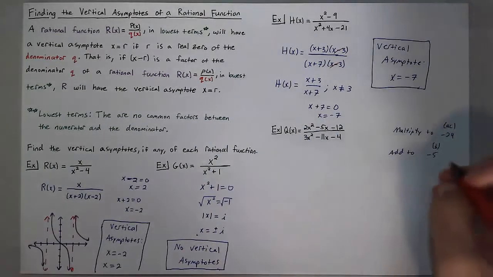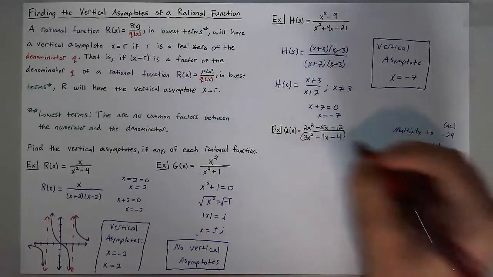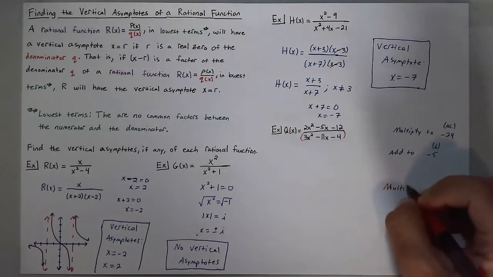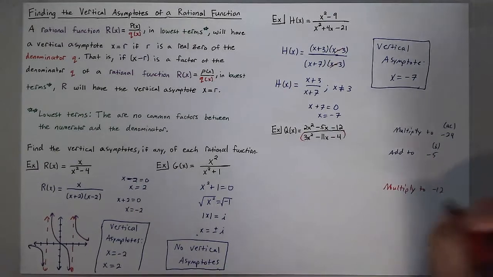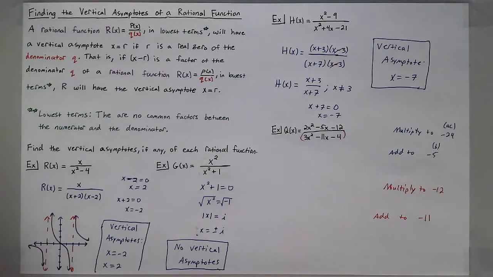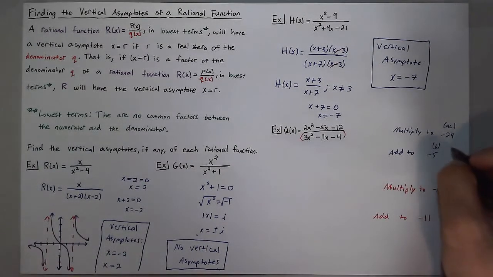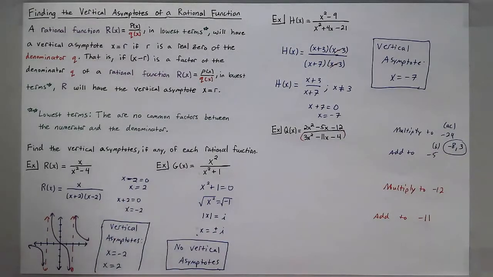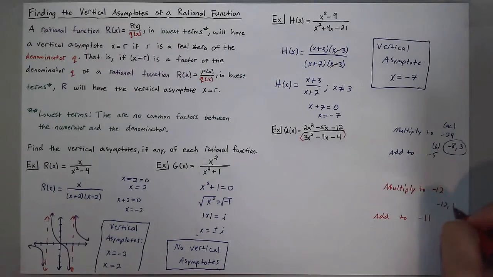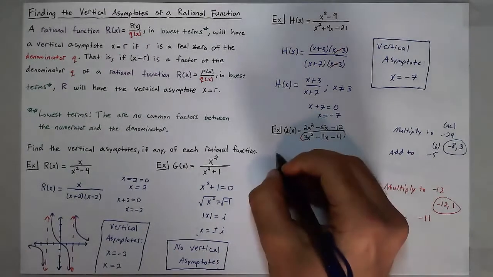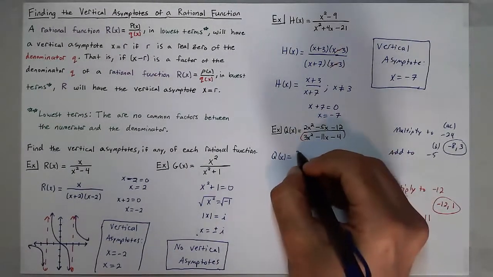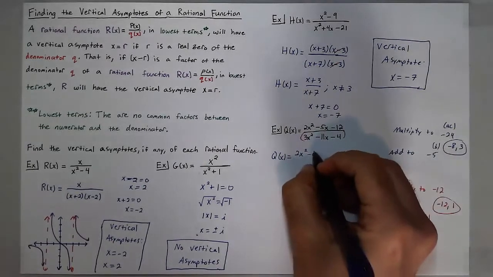And for my denominator, I'm looking for two numbers that multiply to negative 12, but add to negative 11, that middle number. So for my numerator, those two numbers are going to be negative 8 and positive 3. That multiplies to negative 24, but adds to negative 5. And for my denominator, I'm going to use negative 12 and positive 1, which multiplies to negative 12, but then adds to negative 11.